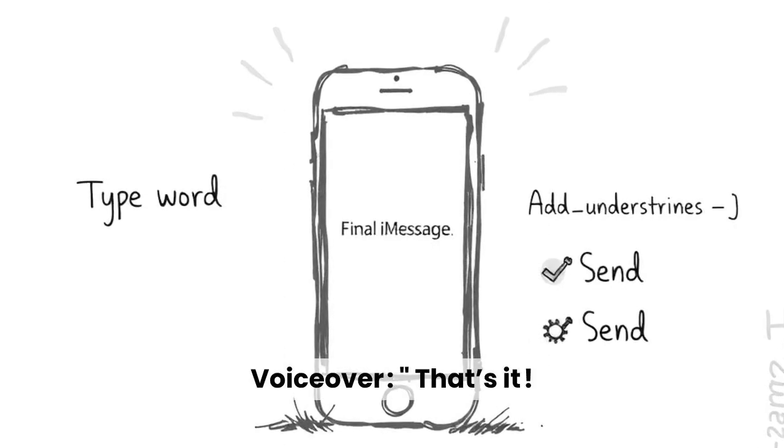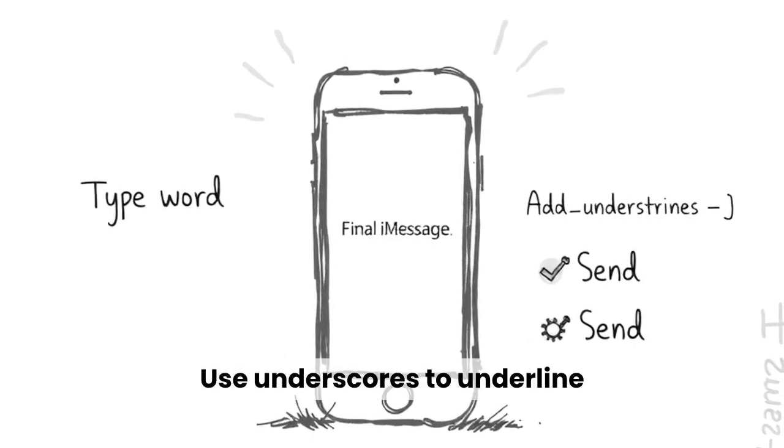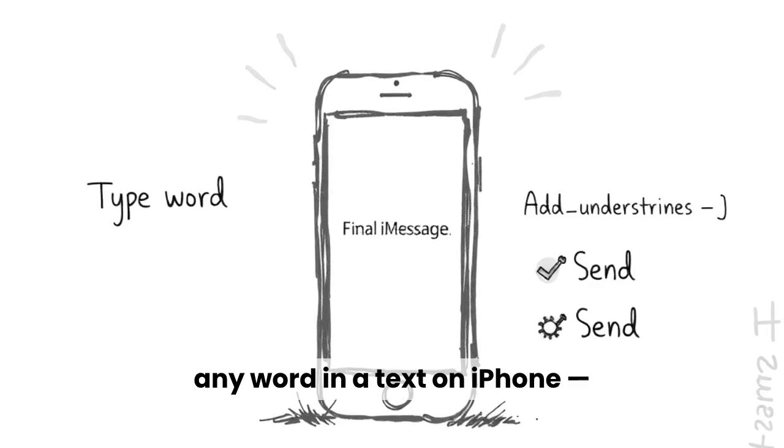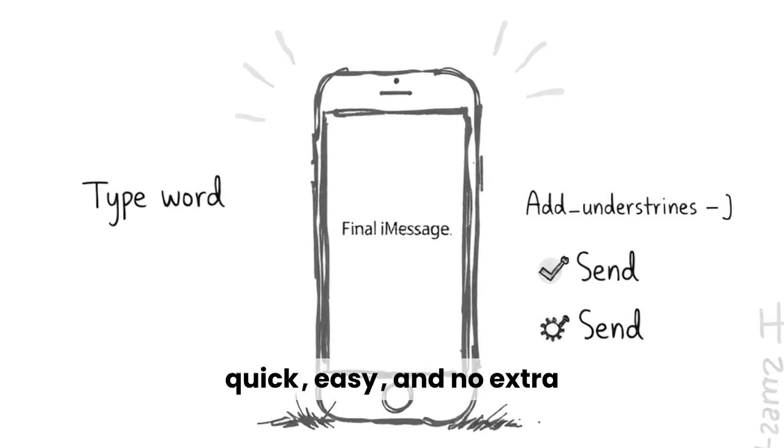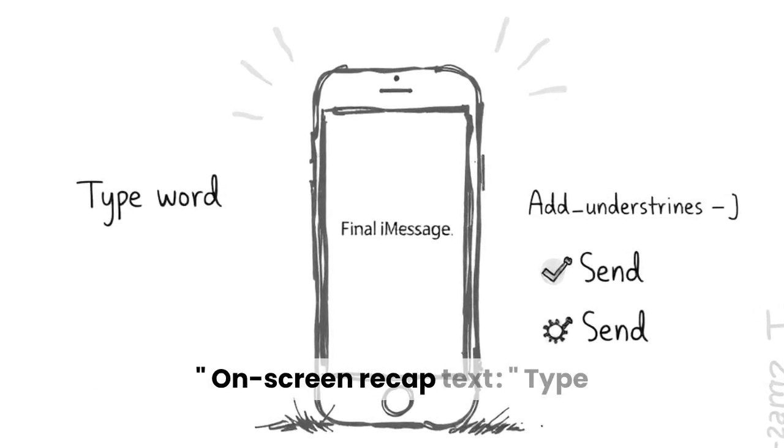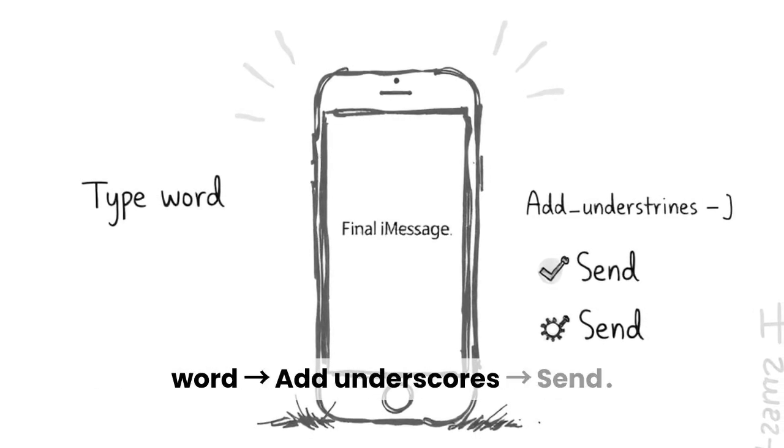That's it. Use underscores to underline any word in a text on iPhone. Quick, easy, and no extra apps. Type word, add underscores, send.